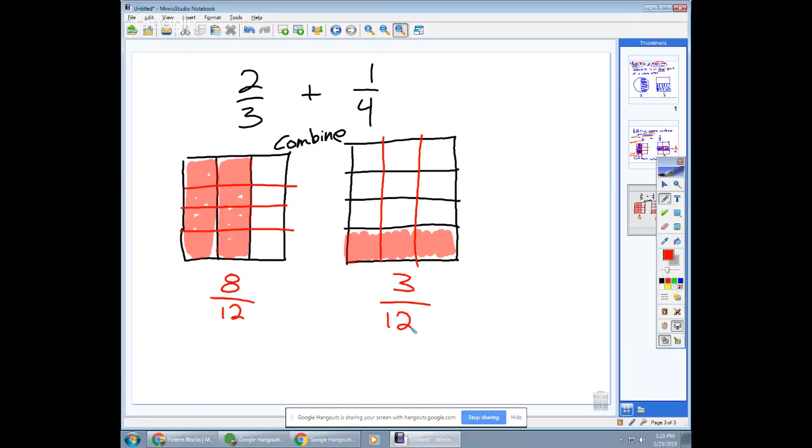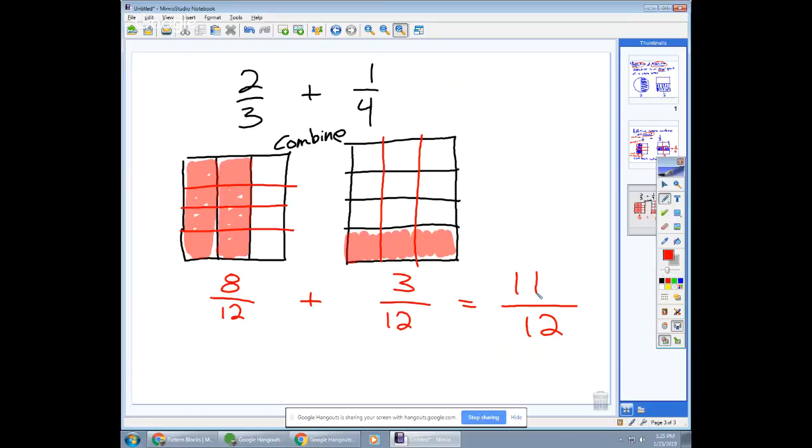What does the denominator represent again? What is it? The whole. How many pieces are in a whole? It's a description of the pieces. So what kinds of things am I adding up here? I'm adding 12ths. How many 12ths do I have? I have 11 of them.